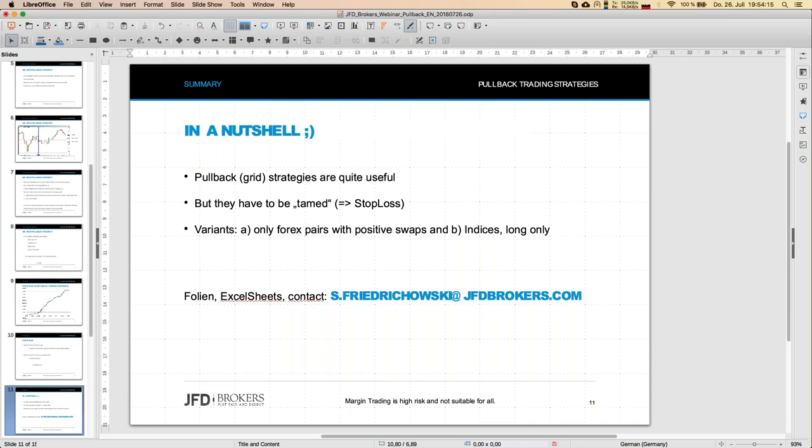Otherwise, we end up with what I call the big ball strategy, and I don't think that is professional. We can improve further by our variants. So we go for only positive swap forex pairs, and we go for indices long only, and that is a further improvement of that kind of trading approach.